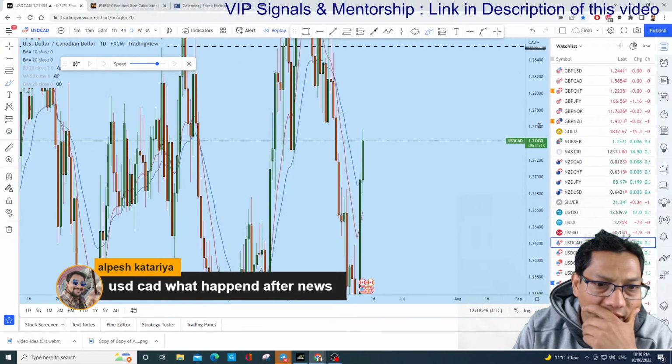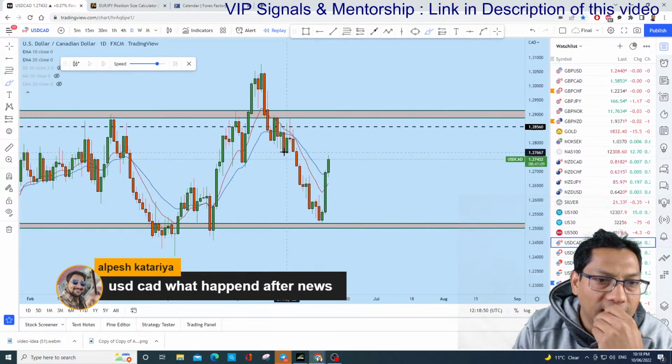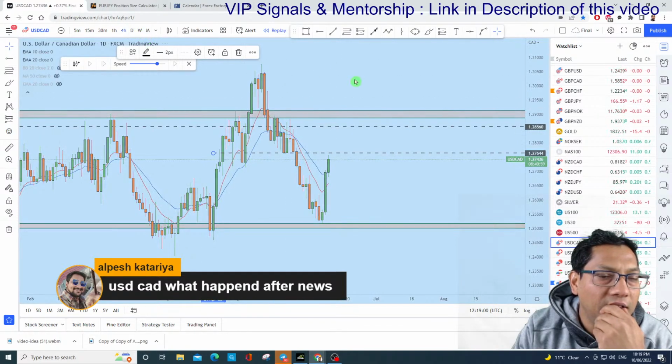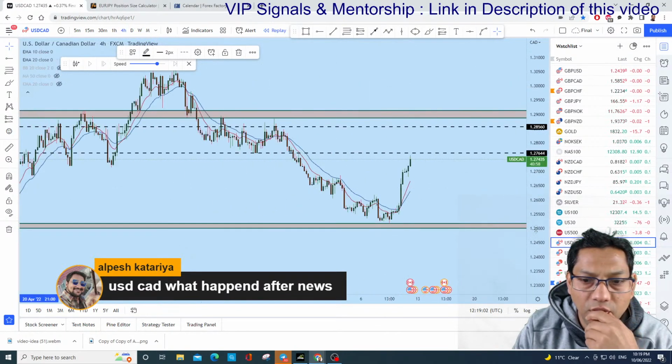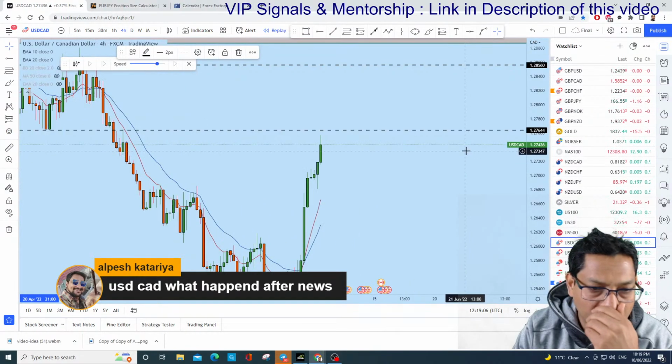Okay, USD CAD. If we look at the daily time frame, there is a resistance here on the daily, and you see there is a wickless candle, and we see that the price is now primarily rejecting from the zone, but still it's a bullish market.